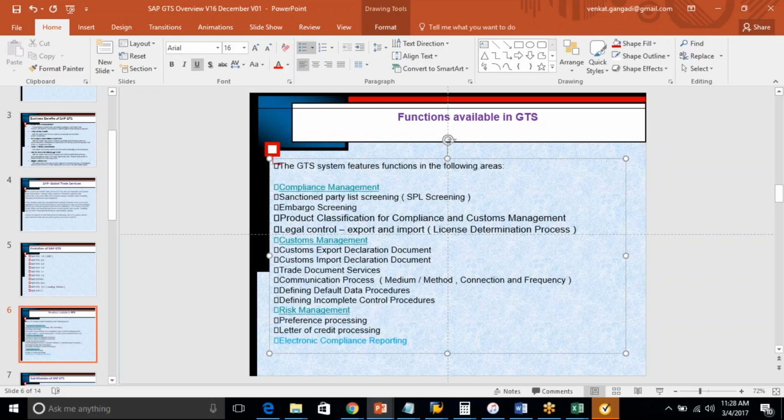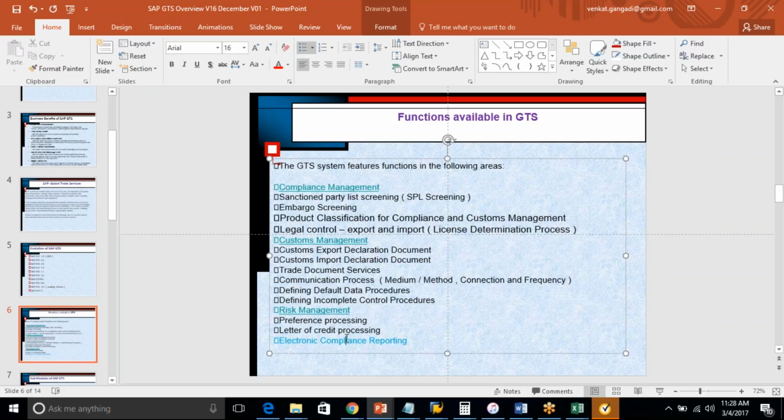Okay, and the last thing is electronic compliance reporting. So basically, this electronic compliance reporting is specific to the European Union. This application, this functionality.